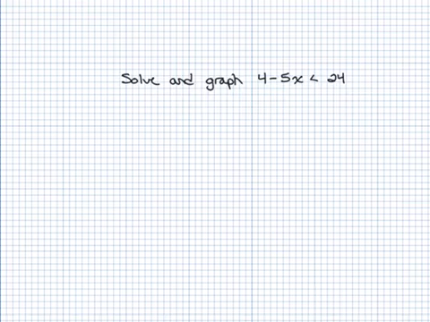Okay, here's the last one. Solve and graph this. So we're going to get rid of the 4 first. But now we come to our problem with inequalities. We have to watch out for this all the time. Anytime you multiply or divide by a negative number, so not the number in the numerator, but you are actually dividing by the negative number, we have to flip the inequality.